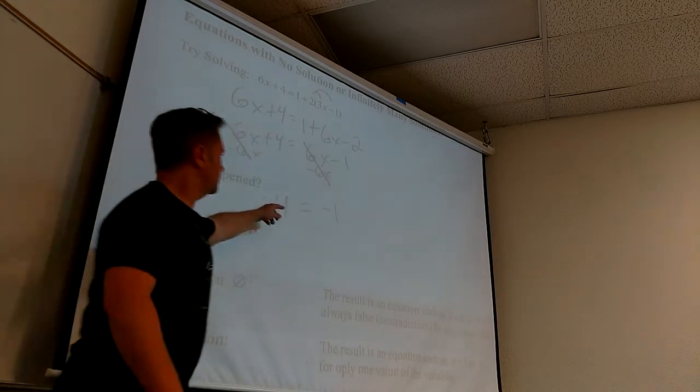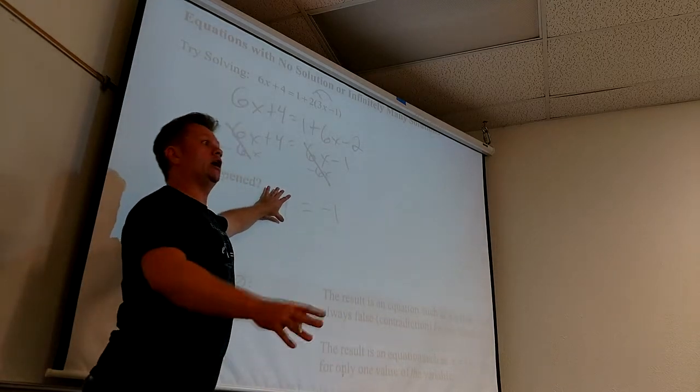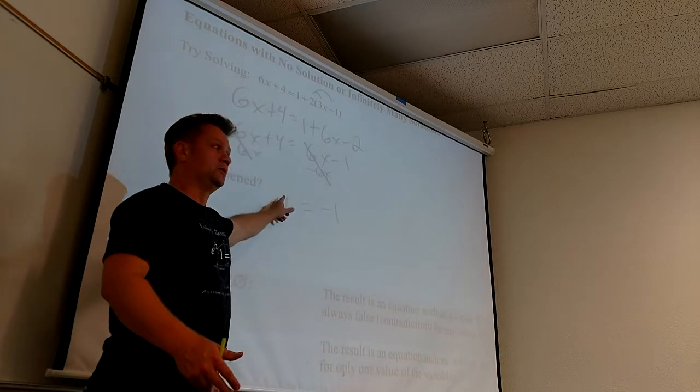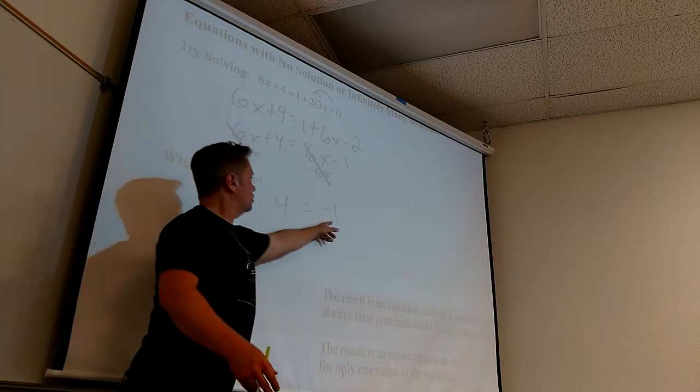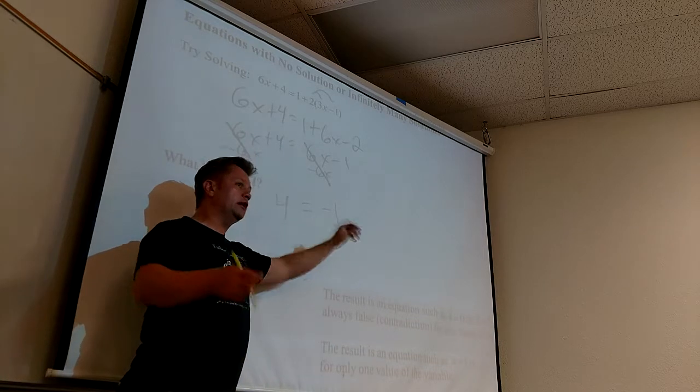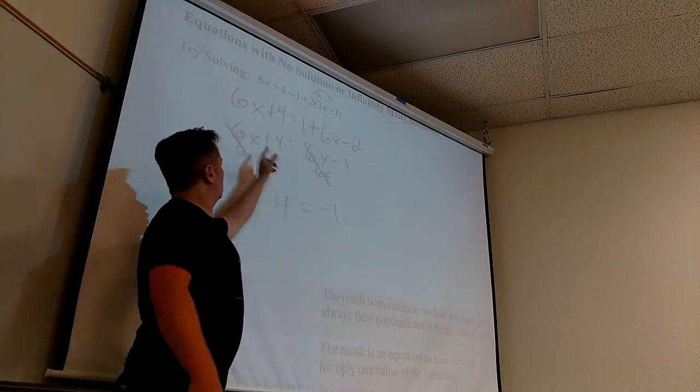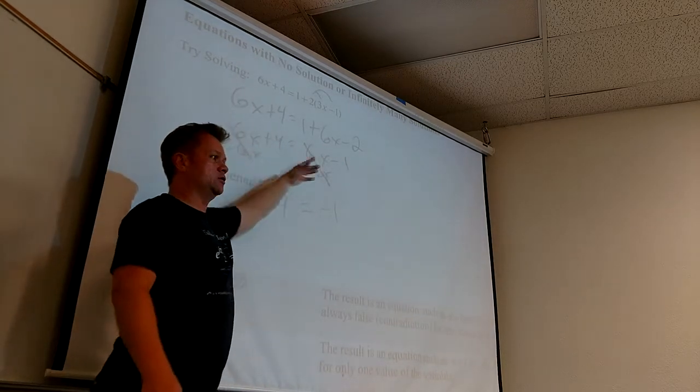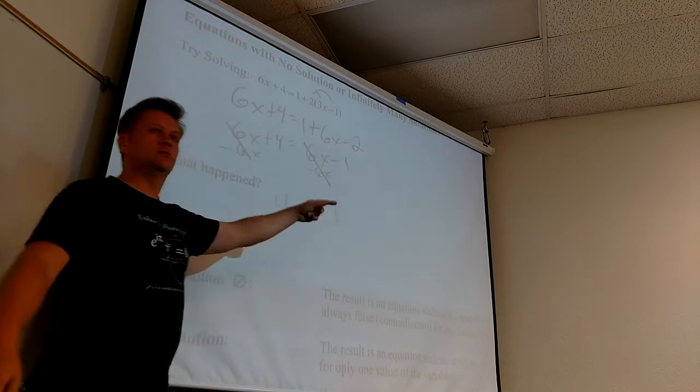So this is math's only way to communicate with us. Hey, that equation you wrote was bogus, right? So when you get something that's never true, the answer is no solution. There's no way you can make x save this equation. There's no value of x that will make this true.